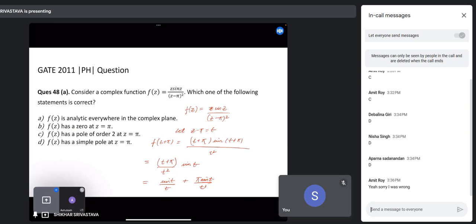Otherwise, if you just directly put (z minus pi) square is equal to 0, in that case you would have got a pole at z is equal to pi of order 2. So it's a little confusing. It's advisable that whenever you have a trigonometric function, you first expand it and solve using this approach. Then you will get the right answer. So option D is the correct answer: f(z) has a simple pole at z is equal to pi. Yes. Is it clear?